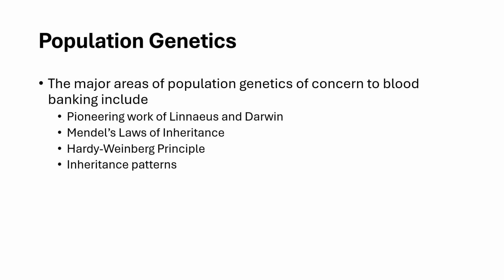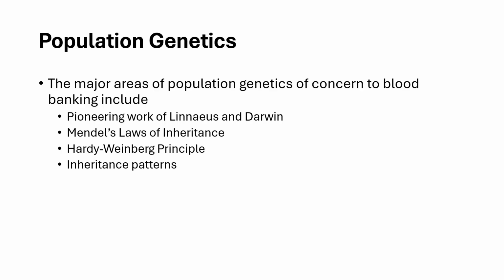Population genetics. Population genetics studies the distribution and changes of allele frequencies in populations, which helps to provide insights into blood group antigen variations and inheritance. There are some areas of concern, such as the work of Linnaeus and Darwin. Carl Linnaeus developed early classification systems that laid the foundation for understanding biological diversity and the grouping of species, and that indirectly influenced the concepts of human variation.